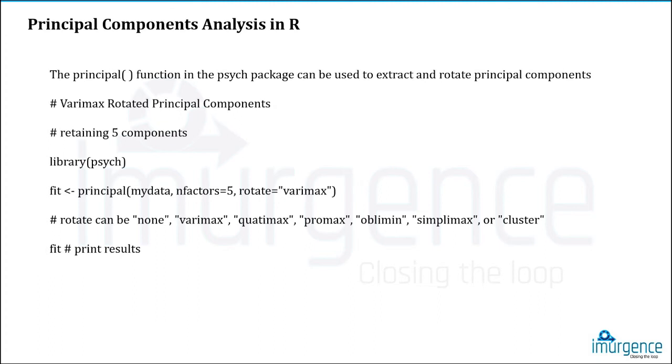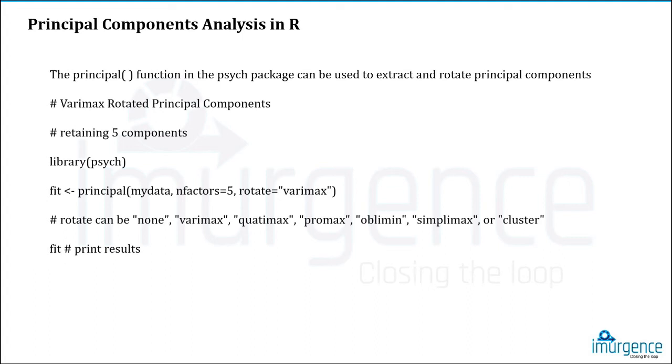Now the principal function in the psych package can be used to extract and rotate the principal components. The princomp functionality doesn't give you the rotation aspect, whereas the principal function, which is part of the psych package, allows you to do the transformation in terms of rotation of the axis also. There is a varimax aspect also, so you can retain 5 components. You just have to load the package.